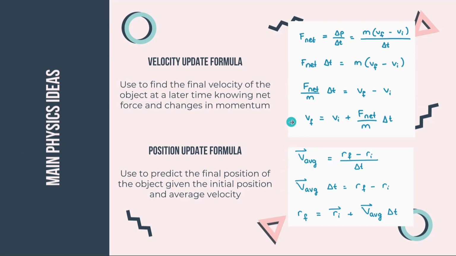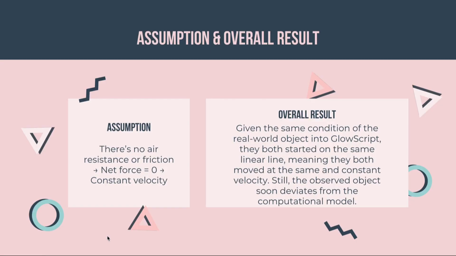And here are the two main equations that I use in this lab. The first one is the velocity update formula. It is used to find the final velocity of the object at a later time, knowing the net force and the change in momentum. This equation is derived from Newton's second law. And the second equation is the position update formula. It is used to predict the final position of the object given the initial position and the average velocity, and this one is derived from the average velocity equation.